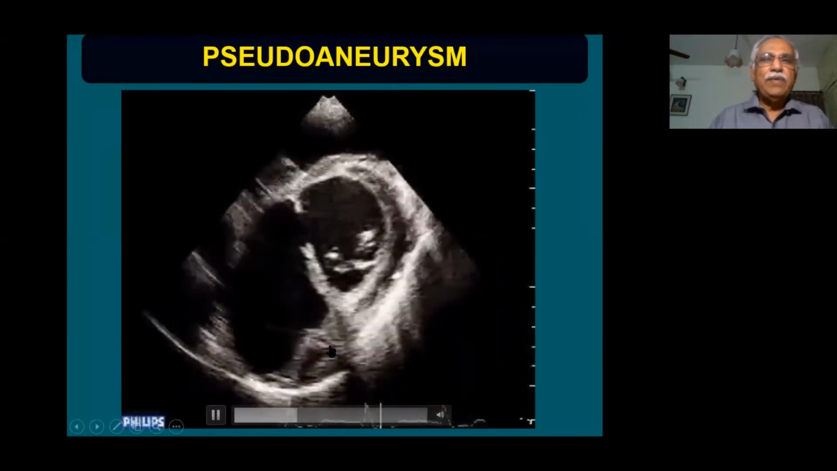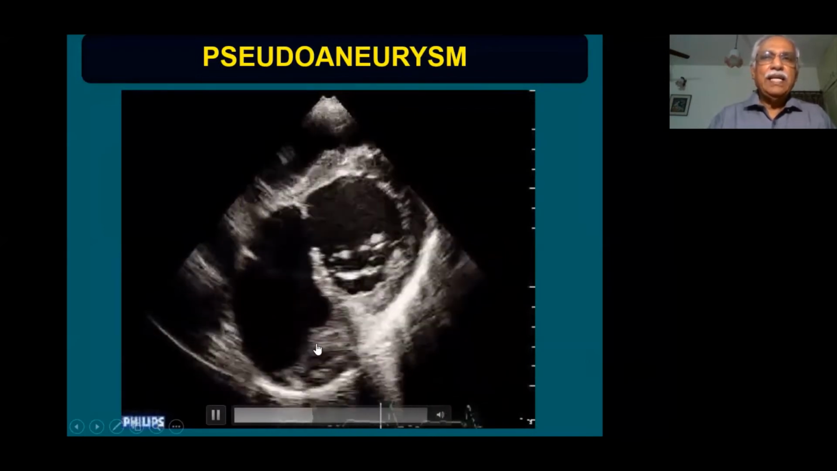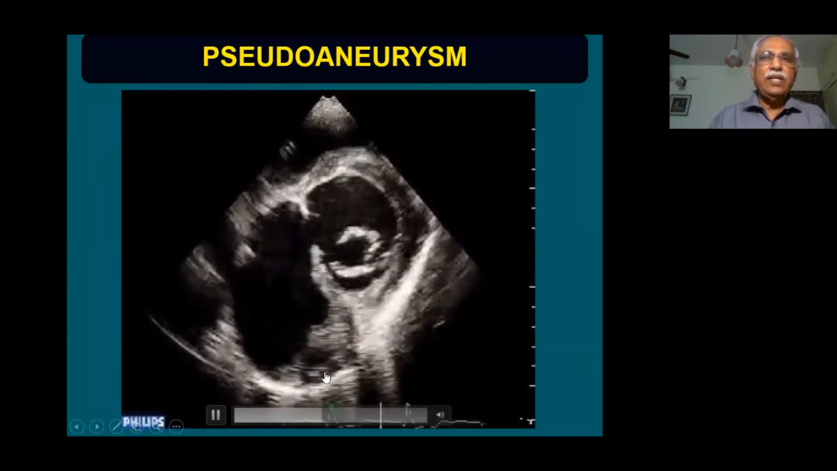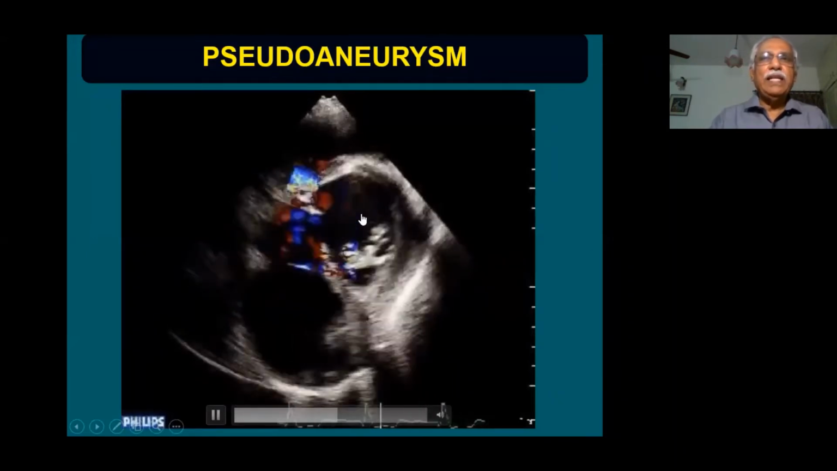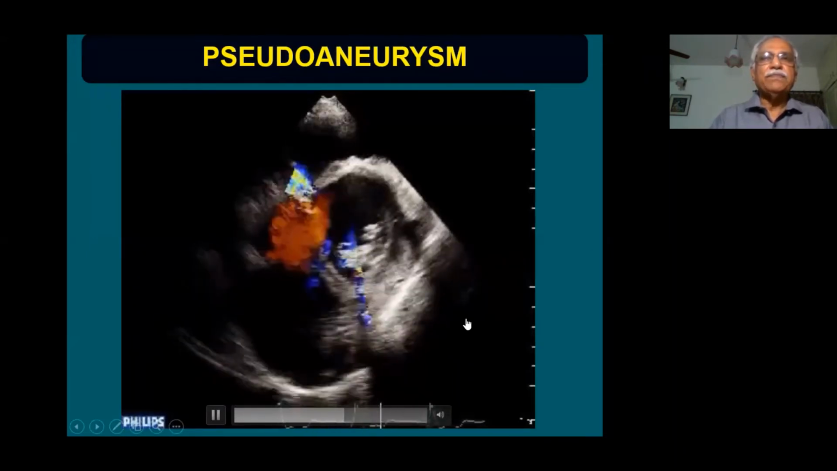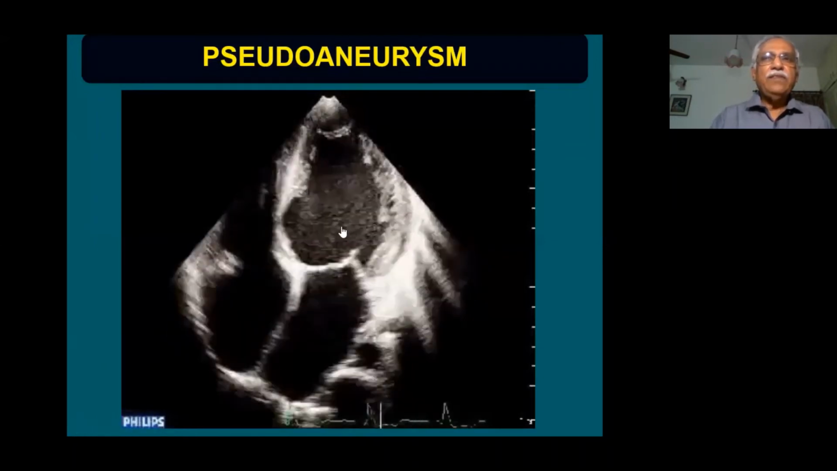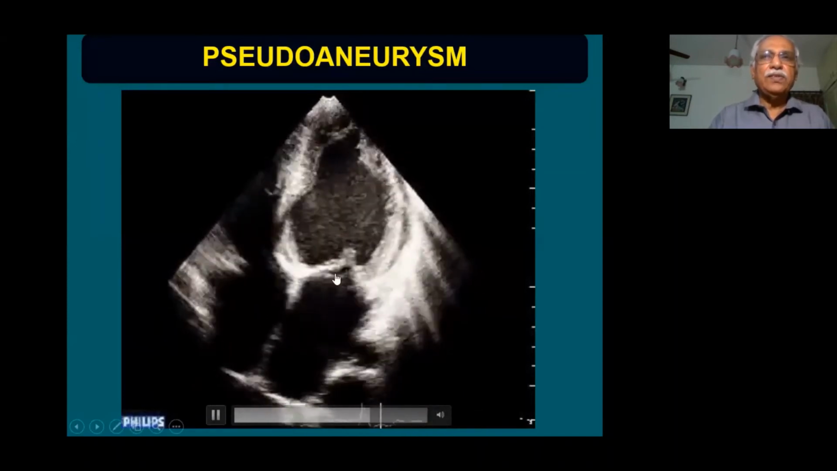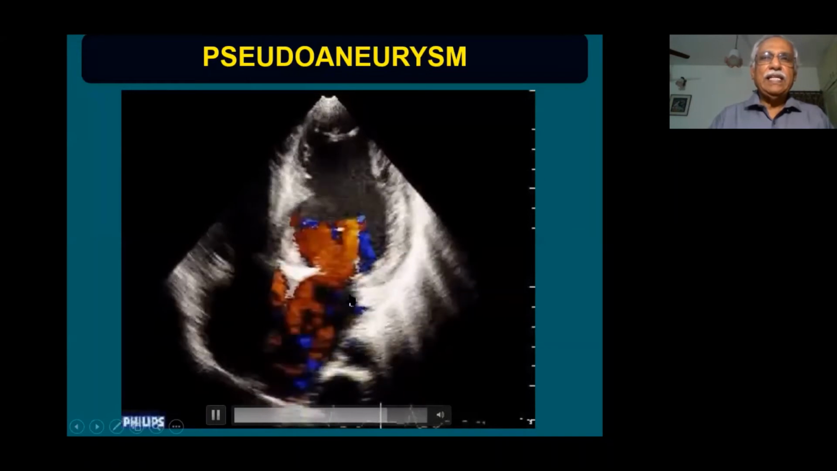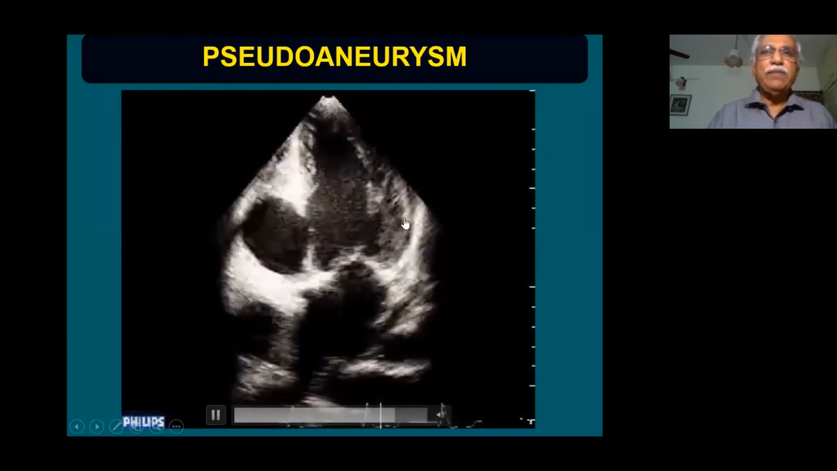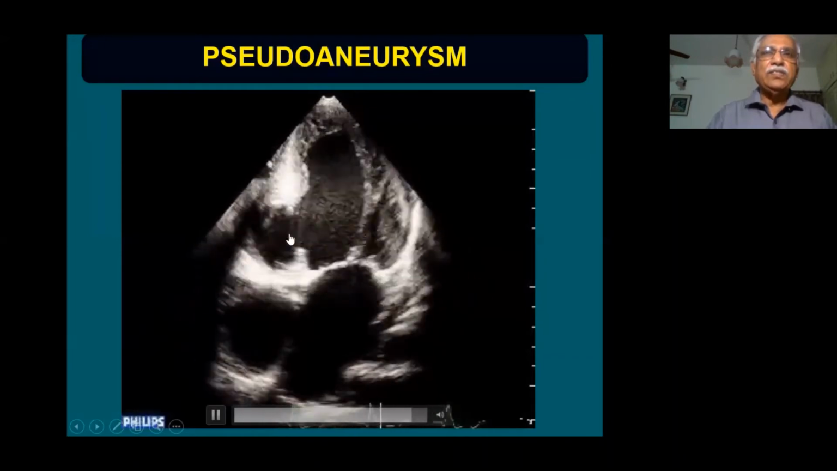And this is a large collection of blood inside the pericardium. And you can see clots inside the pseudoaneurysm. You can see the to-and-fro flow from the left ventricle into the pseudoaneurysm. You can clearly visualize it in the apical views also. In the four-chamber view, it is not visualized. The patient has significant mitral regurgitation due to tethering of the posterior mitral leaflet. And in an off-axis view, you can clearly identify the pseudoaneurysm.